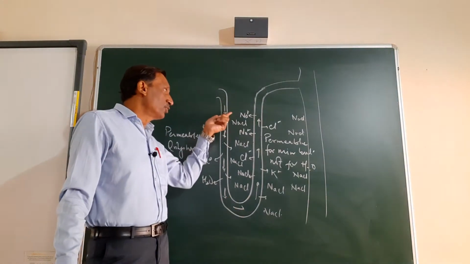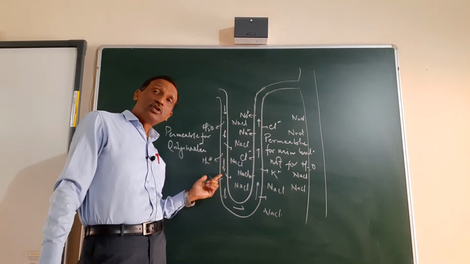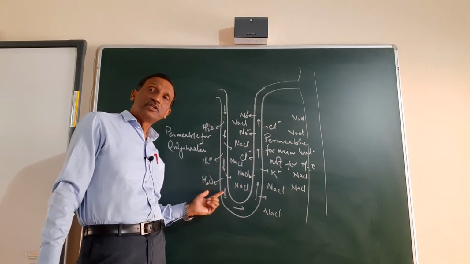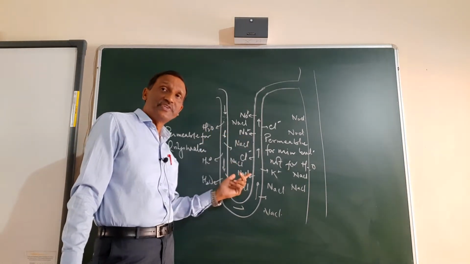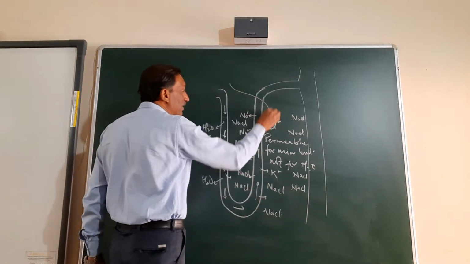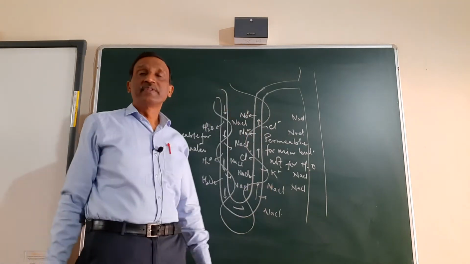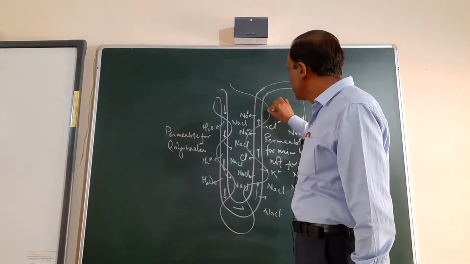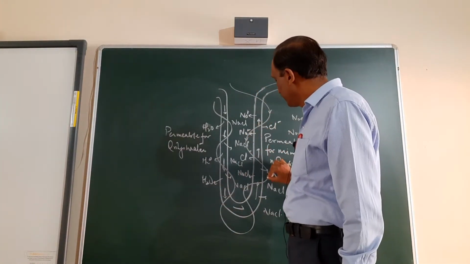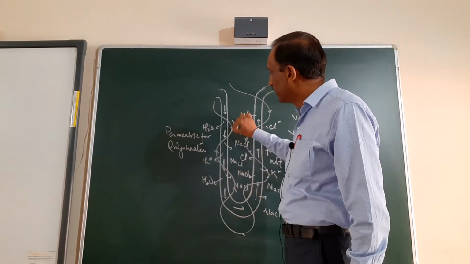As the filtrate moves from top to bottom, it goes on continuously losing water in two places: into the interstitium which is given here, and even into the vasa recta. Vasa recta is also flowing in the opposite direction. So here it is moving downward, and then it will start moving upward here.